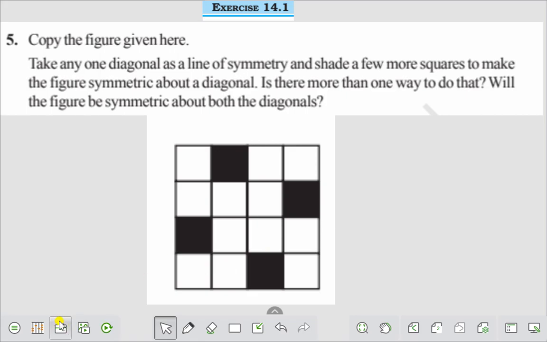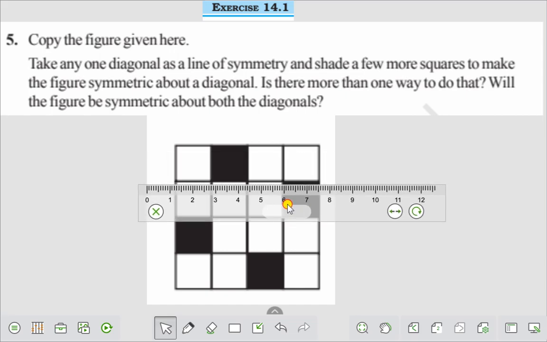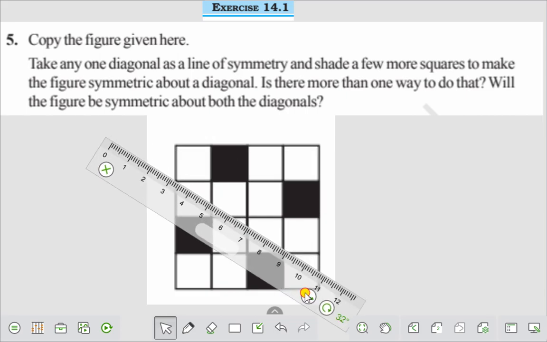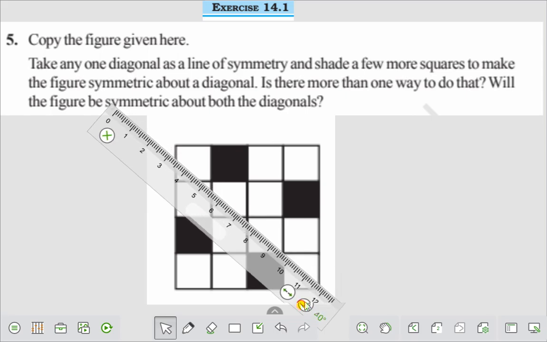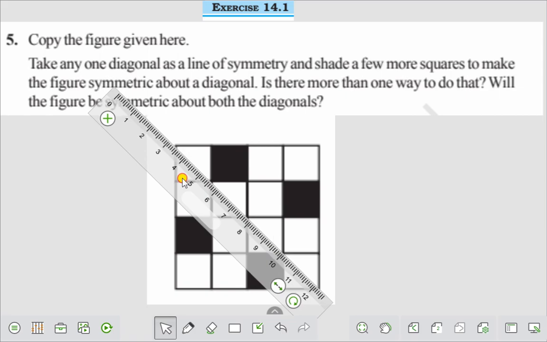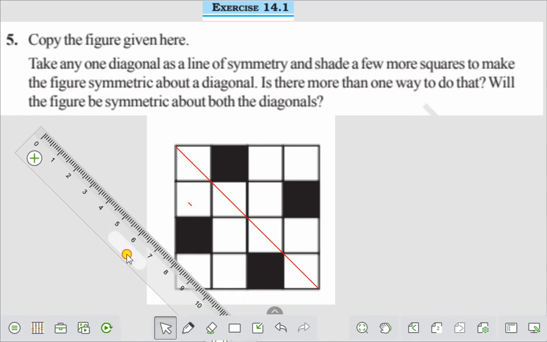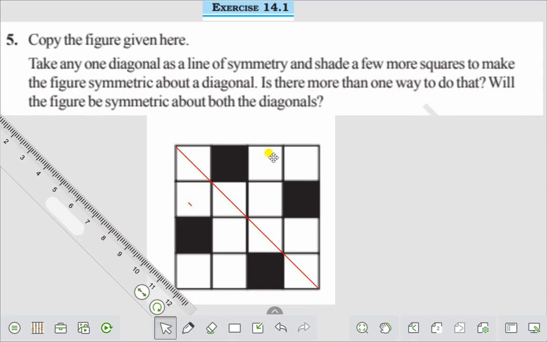Let us first draw the diagonal. Let us take a scale, a ruler, and draw the diagonal first. Let us draw one of the diagonals. Here we'll draw one diagonal only. This is one of the diagonals. Now here you see, this is one of the diagonals.